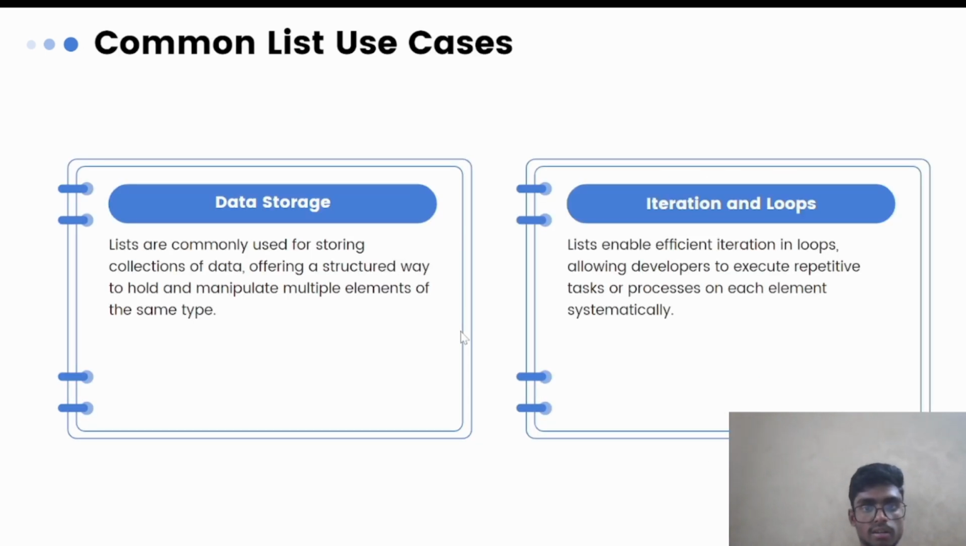Data storage and iteration. Lists are commonly used for data storage and collection, offering a structured way to hold and manipulate multiple elements of the same data type. Iteration and loops: lists enable effective iteration in loops, allowing developers to execute repetitive tasks or processes on each element systematically.